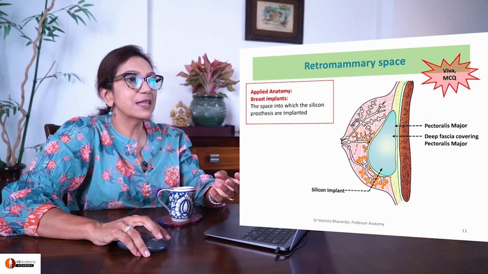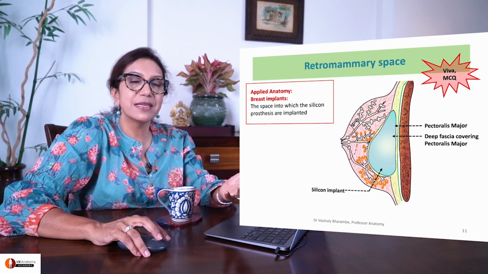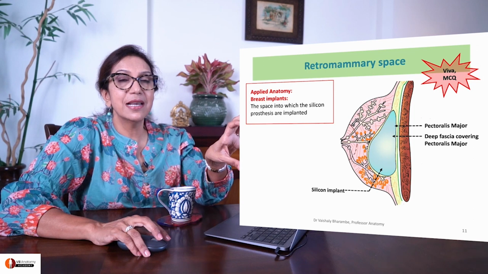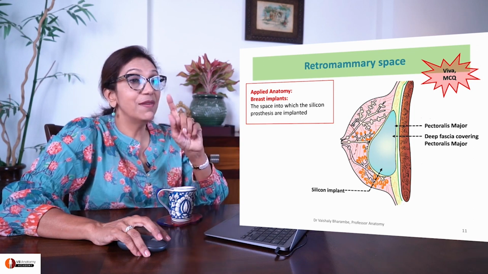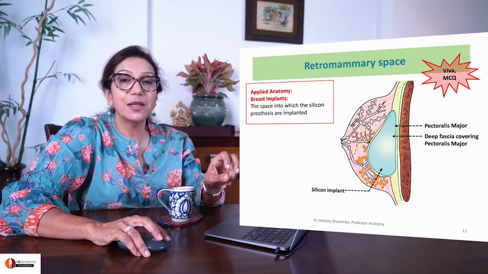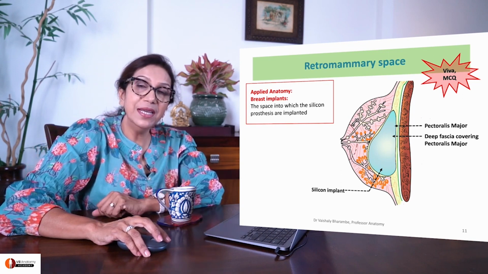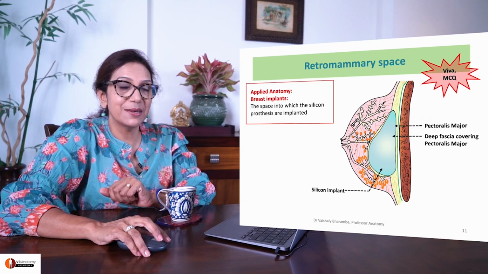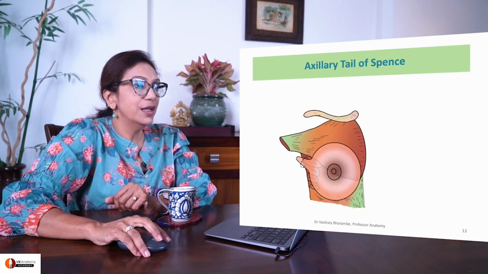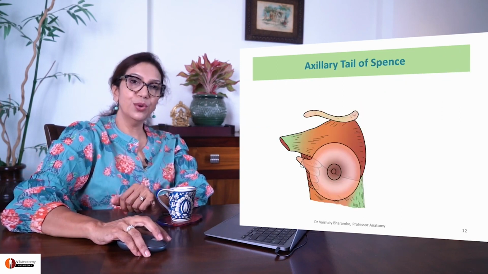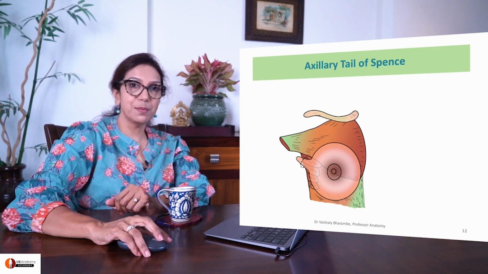So you can see that sometimes a person has a small breast and then they put in this silicone implant. Where is it put in? It's not put inside the breast. It's put behind the breast tissue in the retromammary space. I've shown it to you, see. Correct. So there's another term you should know called axillary tail of Spence.